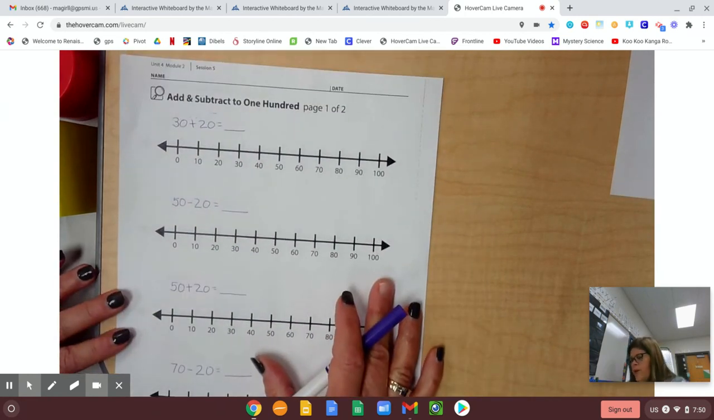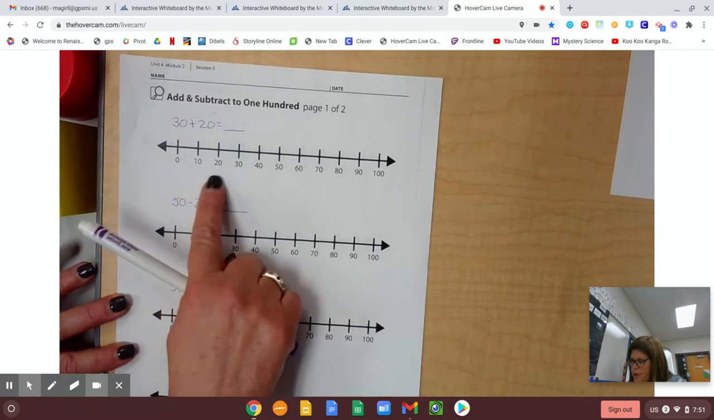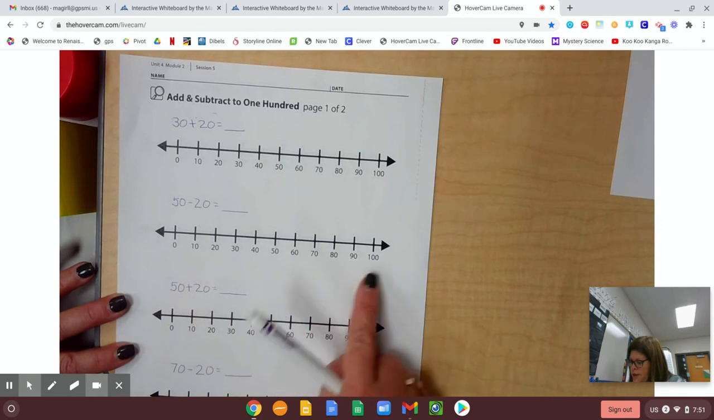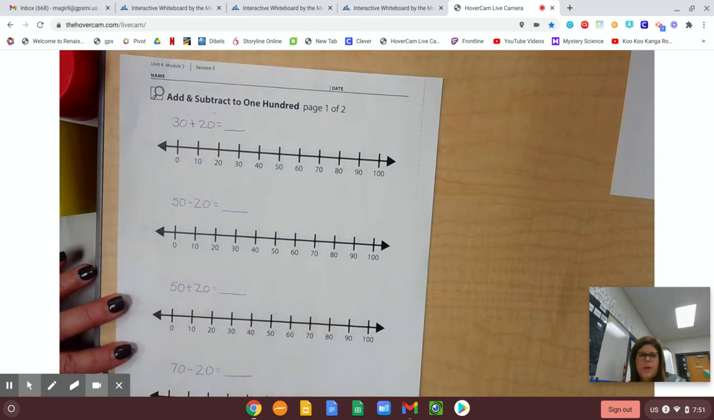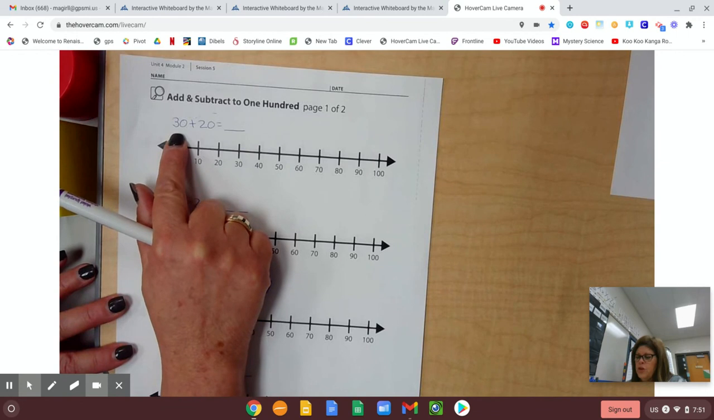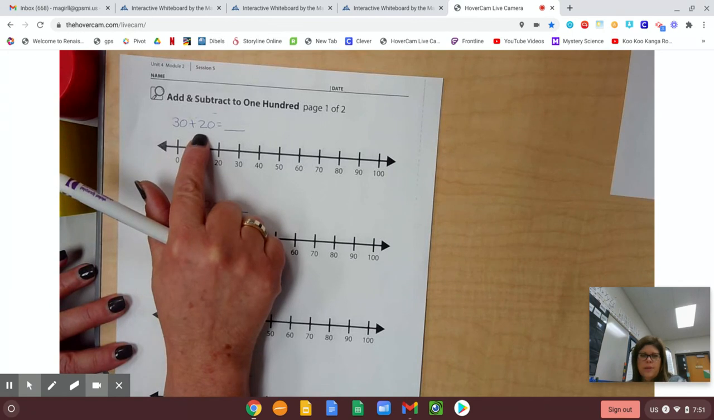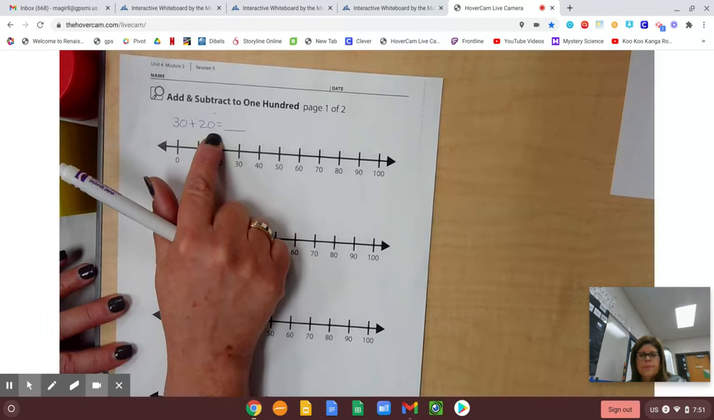Today, we are going to practice doing some addition and subtraction on the number lines. And these number lines are all counts of 10. So we're going to be using some of the bigger numbers. I would like for you to write this math addition equation. 30 plus 20 equals.